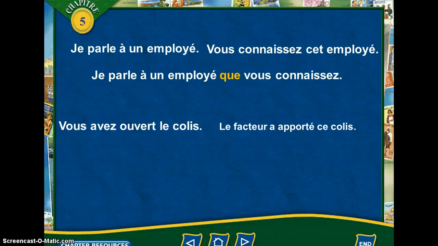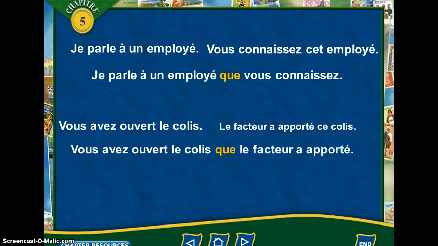Same thing with the second set. Okay, you opened the package. "Vous avez ouvert le colis que le facteur a apporté." The package is not sitting on the table, whatever, but you're saying the mailman brought it.